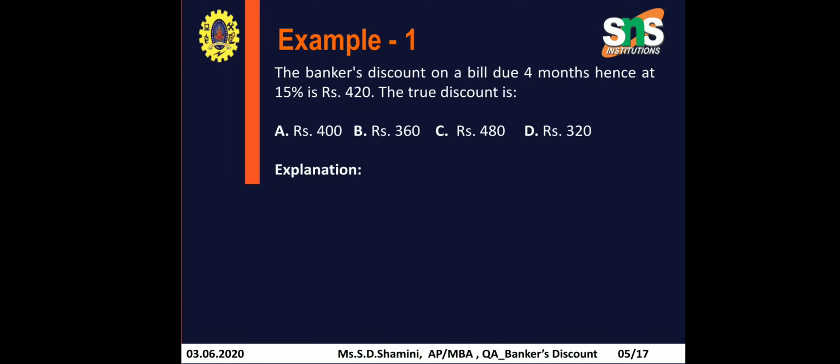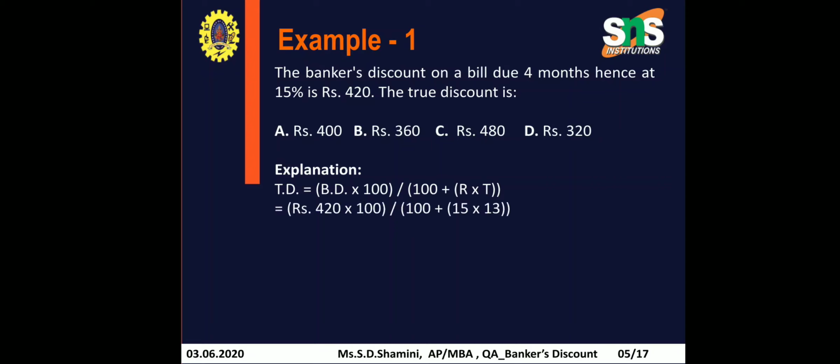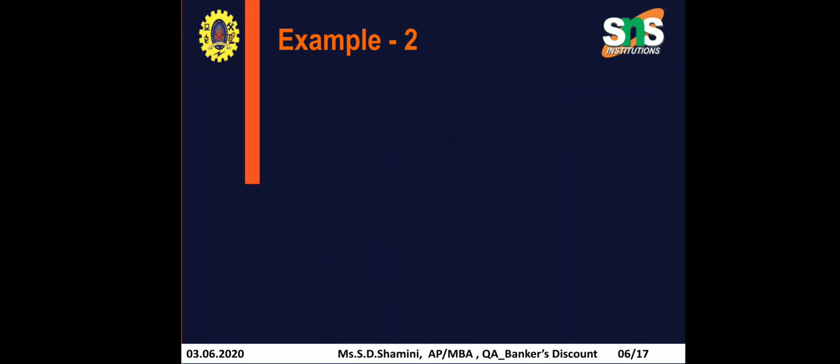If you convert into years, you will get 4 divided by 12, so 1/3 years, and the rate of interest is 15%. Okay, so the true discount is calculated by using this formula, that is bankers discount into 100 divided by 100 plus rate into time. So 420 into 100 divided by 100 plus 15 into 1 divided by 3. If you calculate it, you will get 400 rupees. So here the option is A, rupees 400.